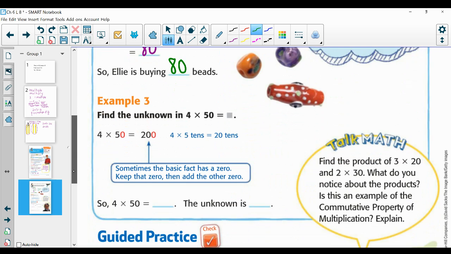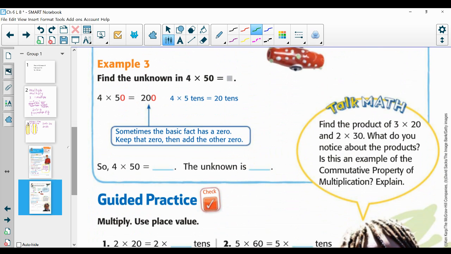Okay, find the unknown in 4 times 50. So 4 times 50 equals 200. Sometimes the basic fact has a 0. Keep that 0, then add the other 0. Okay, so 4 times 5 tens equals 20 tens. So let's look at this. 4 times 50, 50 already has a 0, so you need to keep that 0.